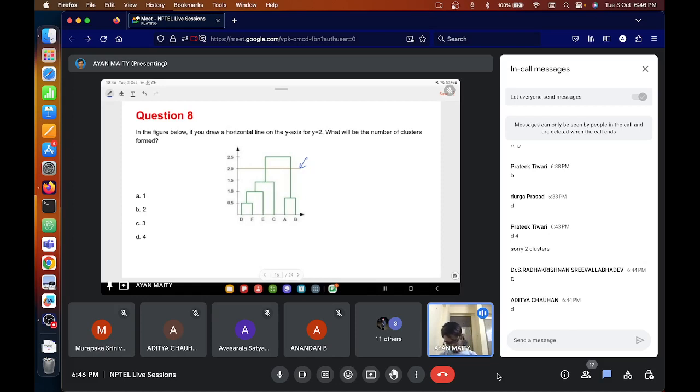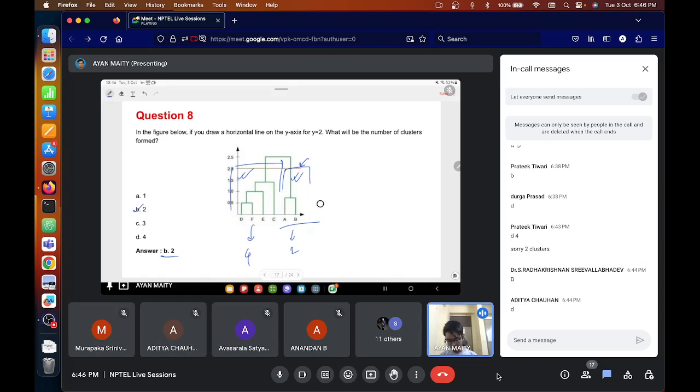So the correct answer here is option B, which is 2, because if this is the cutoff line that we are using to get our clusters, at this horizontal line we have got 2 branches. This is one branch and this is another branch. This branch has 4 elements, this branch has 2 elements. So these are the 2 clusters.